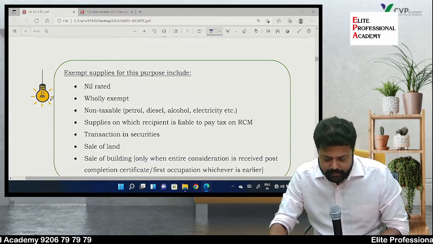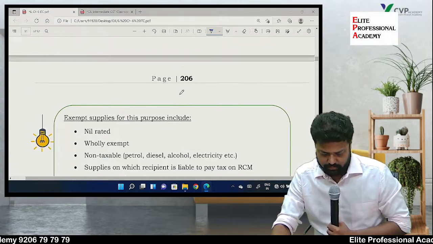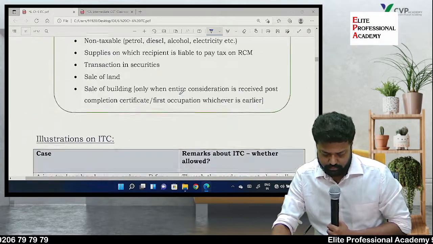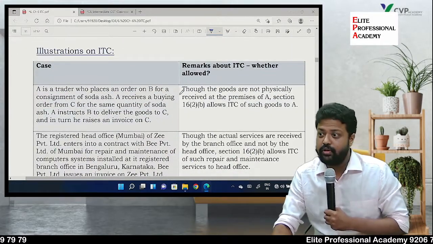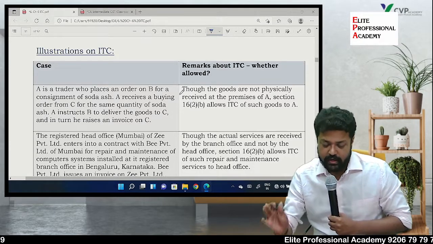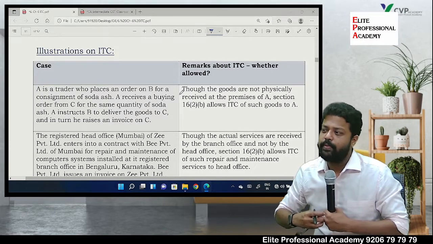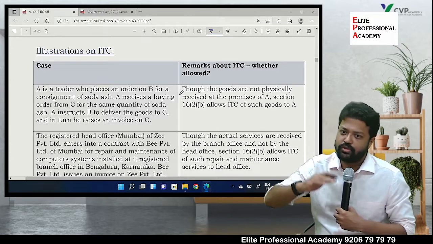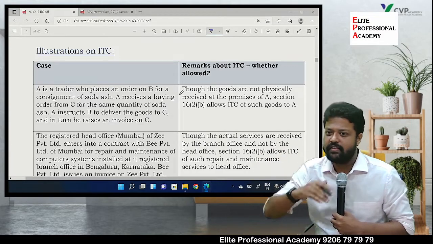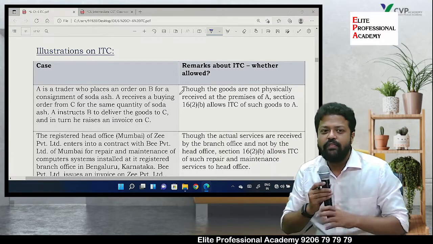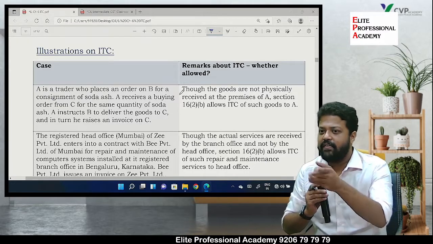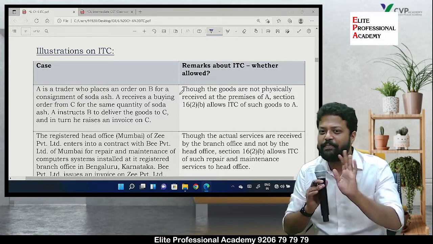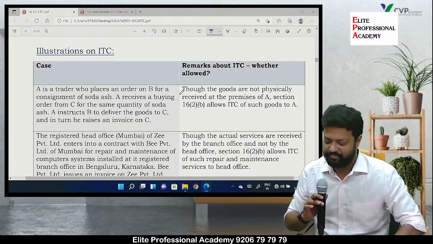Now exempt supplies for some issue. Don't read that square. Let us directly go to the illustration. Now please close the books. Please close the books quickly. Now I will not go directly. I can ask anyone. So be prepared to give answer. Okay.